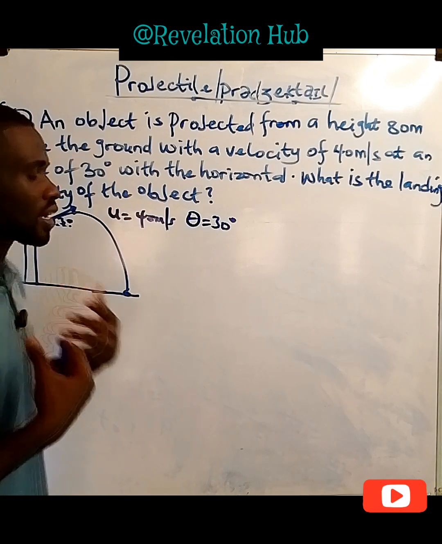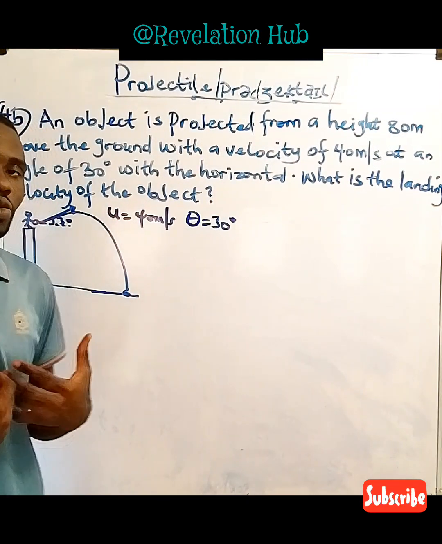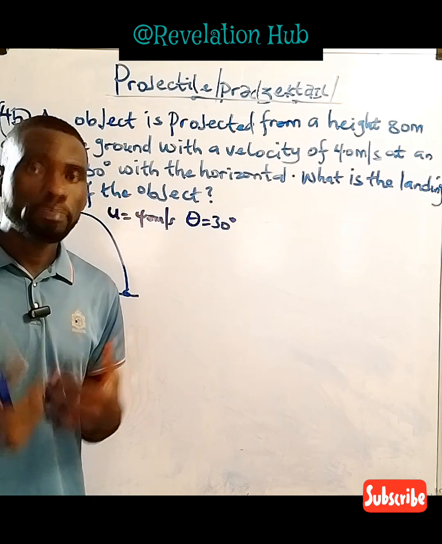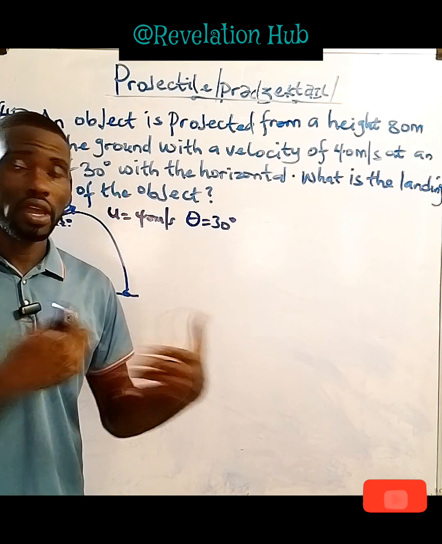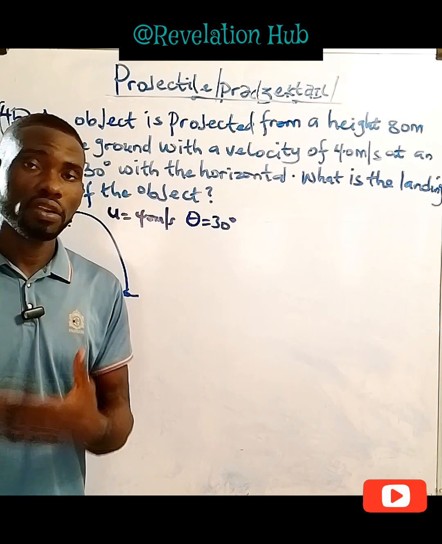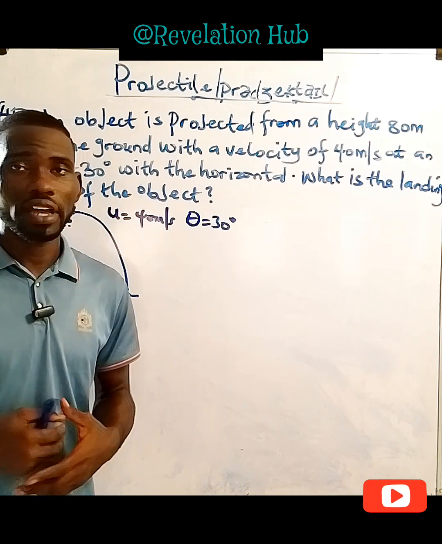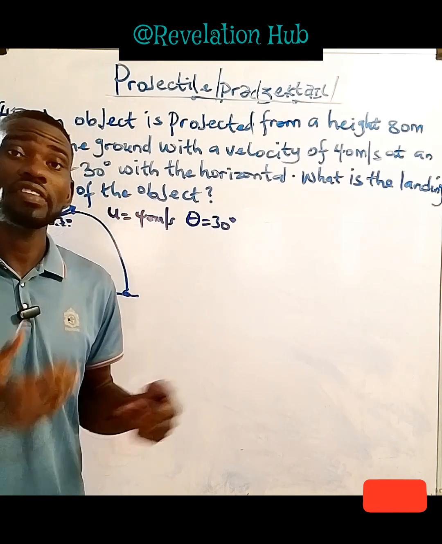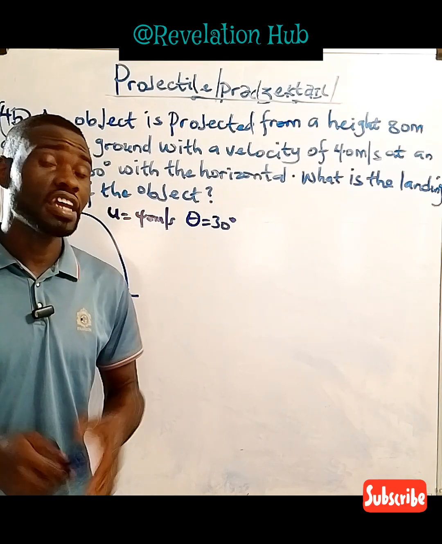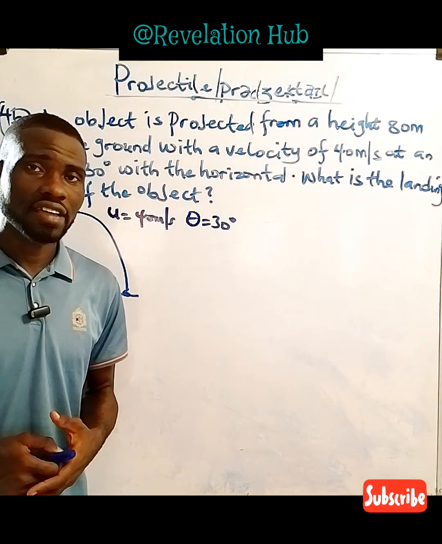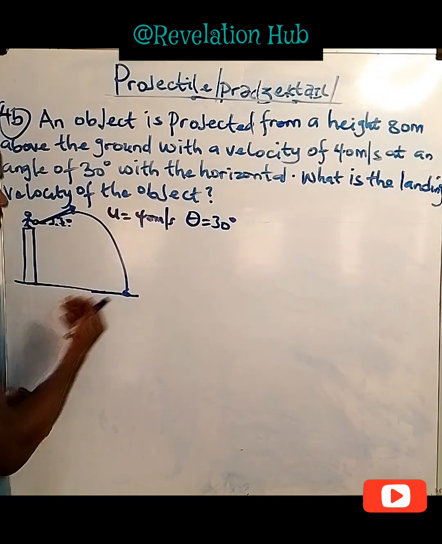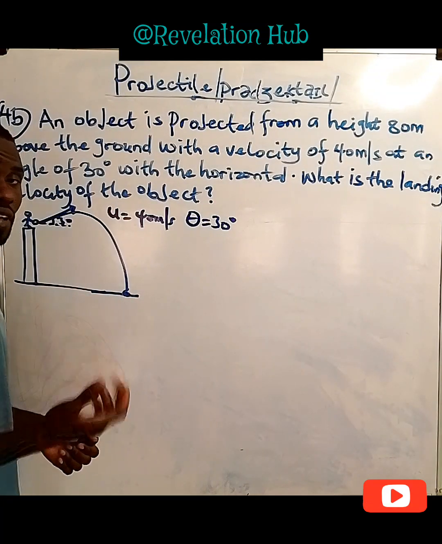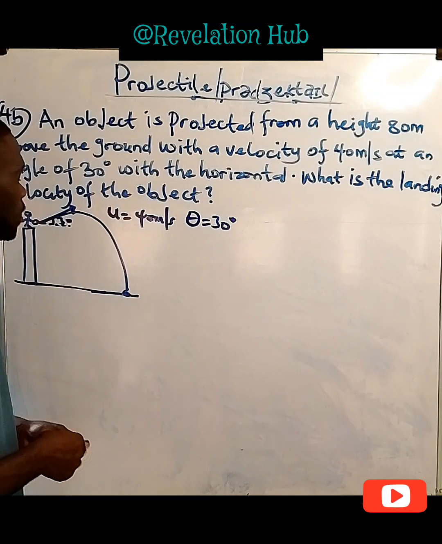Now don't forget that for us to get landing velocity, we will need two major components of velocities. We need the final velocity along the x-axis and the final velocity along the y-axis. Don't forget that the final velocity along the x-axis is the same thing as the initial velocity along the x-axis, because there is no acceleration there. We've seen a couple of that in our previous lessons on projectile.